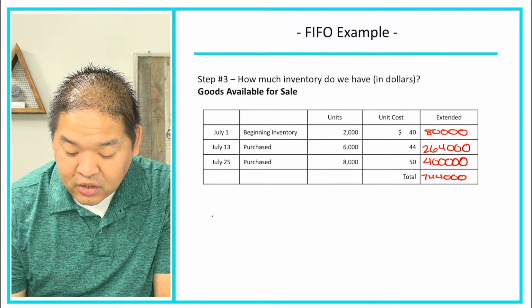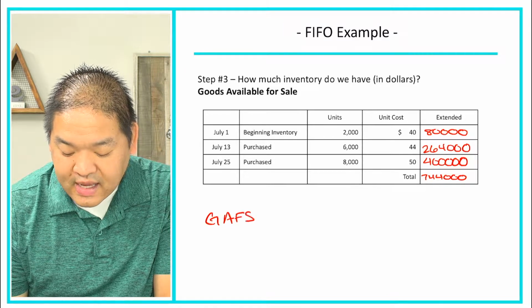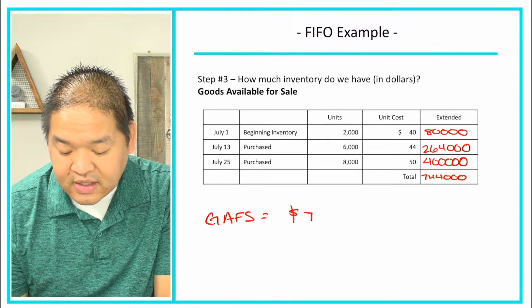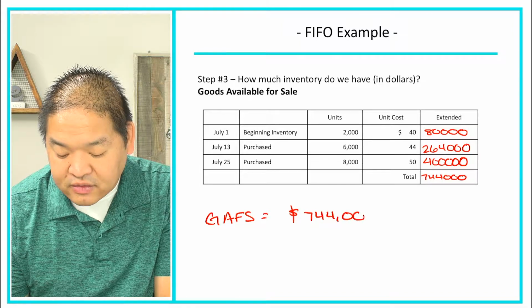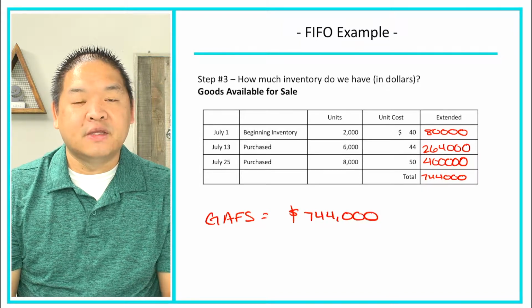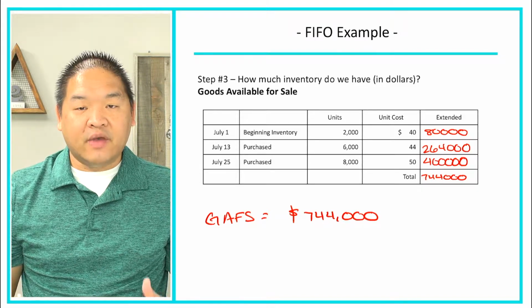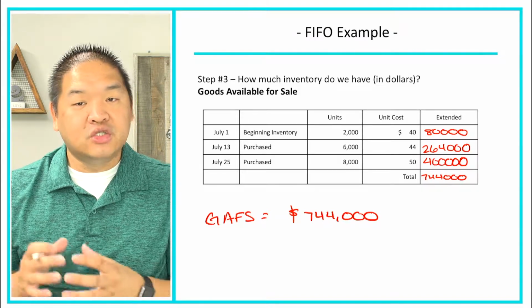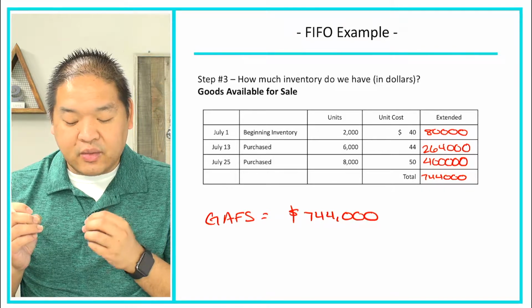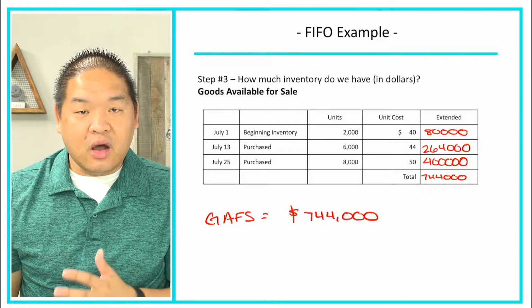And so our goods available for sale, which is the first answer that we have, is $744,000. Okay, so goods available for sale means during the year, how many goods did we have available for sale? And since we're looking for dollar amount here, then we need to extend it dollar wise.